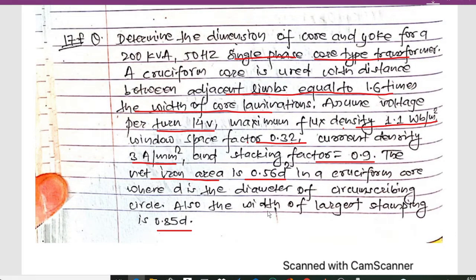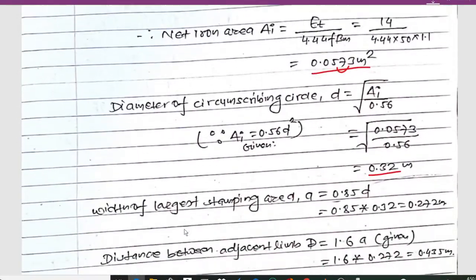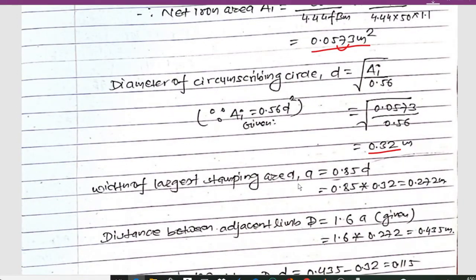Again, here you can see the width of the largest stamping is 0.85 d. It means the width of the largest stamping, and it is represented by a small a. So a is equal to 0.85 d, and here we have taken the value of d as 0.32. 0.85 into 0.32 gives 0.272 meters.